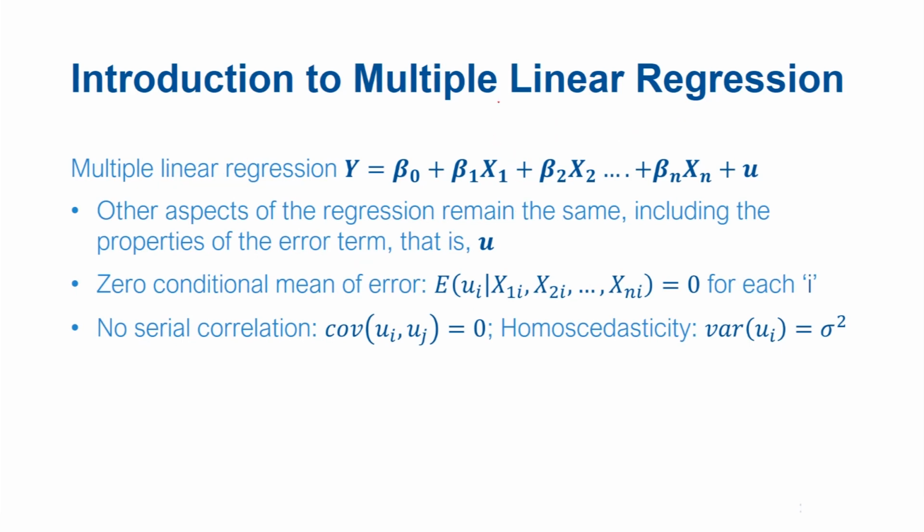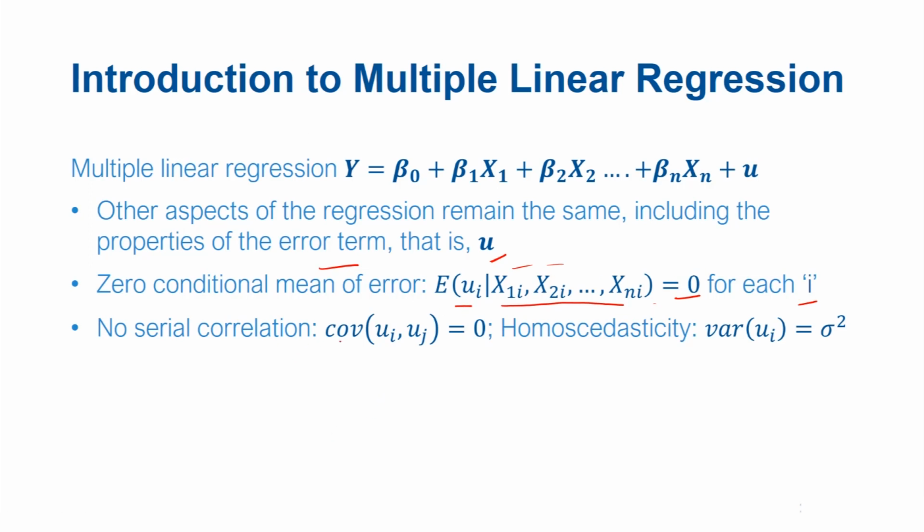All the discussion and properties of the simple linear regression model and various other aspects of the regression remain the same, including the properties of the error term. That is, this error term is a random stochastic variable with a probability distribution. Now, there are some very important properties of this error term that we need to recall. First and foremost, the expectation of this error term conditioned upon all the independent variables xi equals 0. That means the mean of this error term given all the xi's is equal to 0 for all the i's.